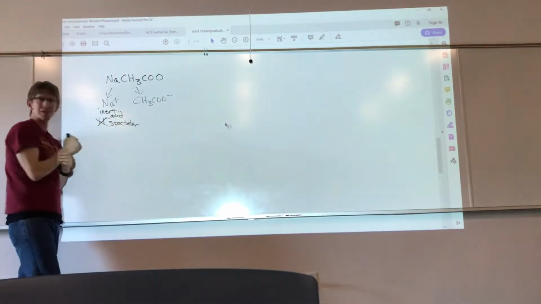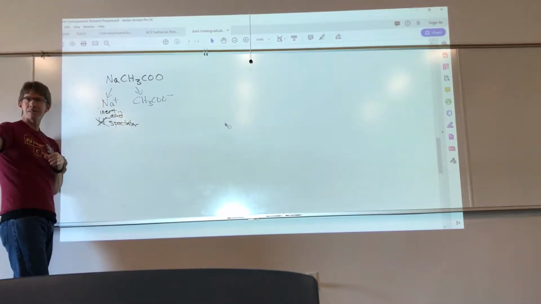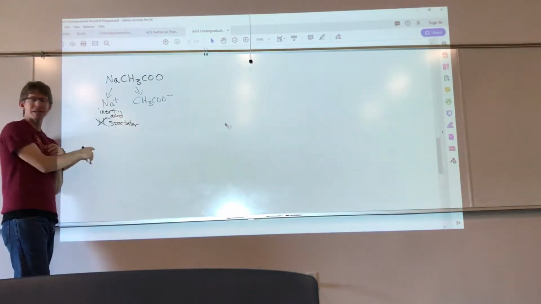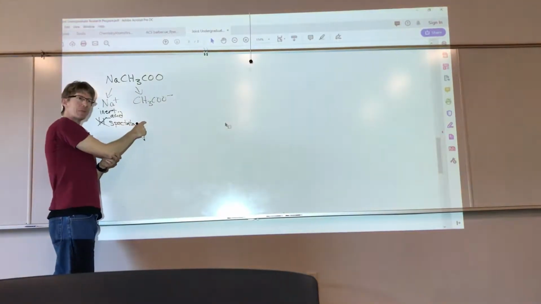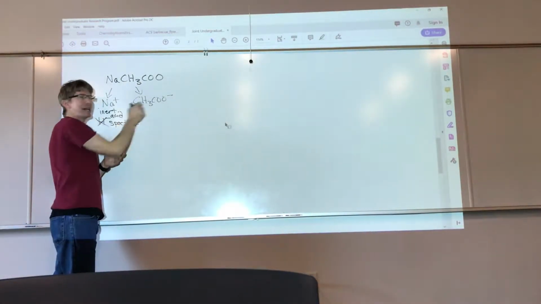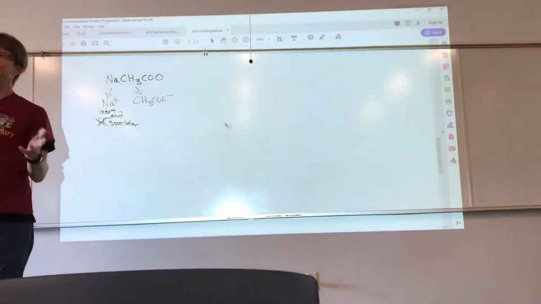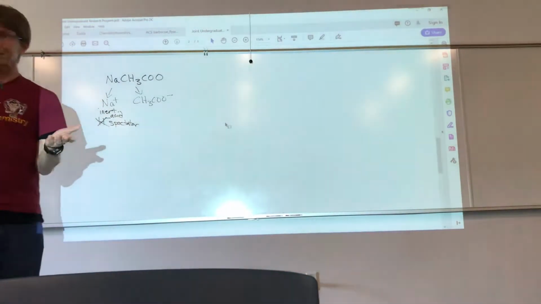Now let's talk about this, though. And David, does that make sense? Okay. Now let's look at this. This is acetate, a negative ion. Your first thought for negative ions is they're going to be bases.